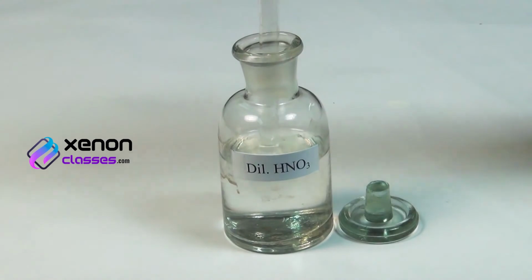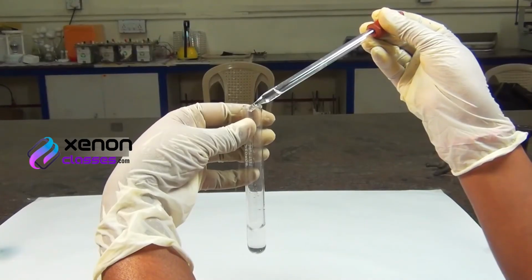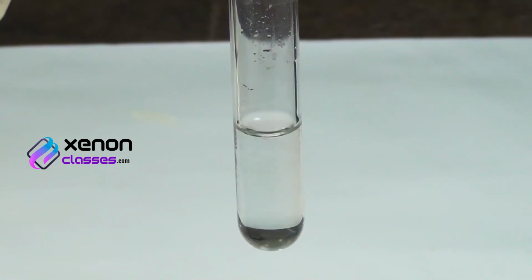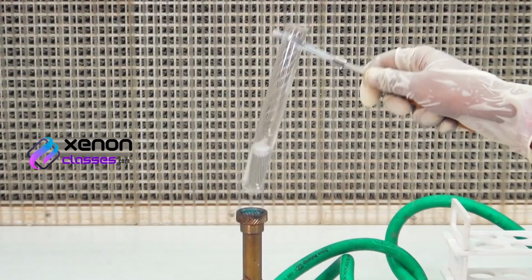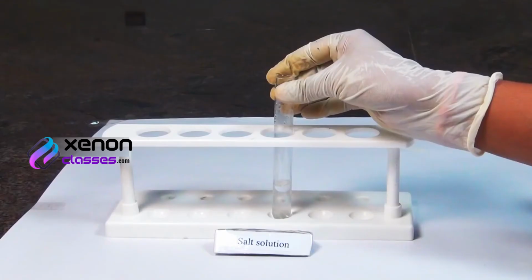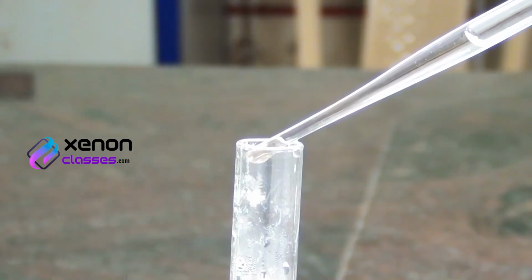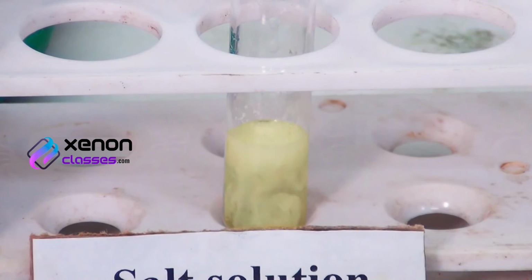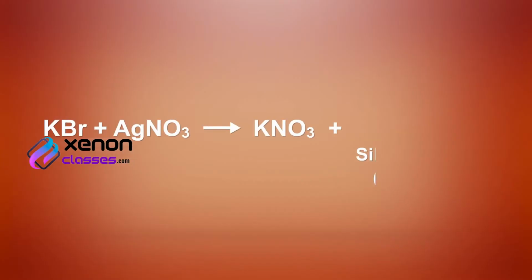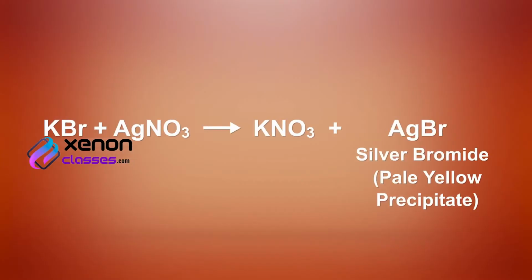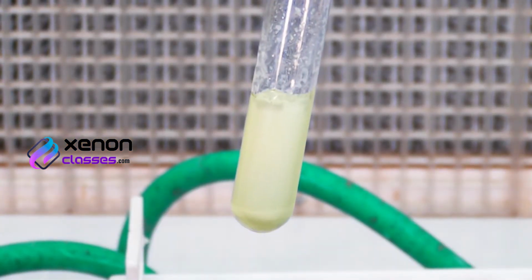To acidify the aqueous solution, add some dilute nitric acid into it using a dropper. Boil the contents for some time over the Bunsen burner and cool. Now, add a few drops of silver nitrate solution using another dropper. Bromide reacts with silver nitrate to form light yellow precipitate of silver bromide.